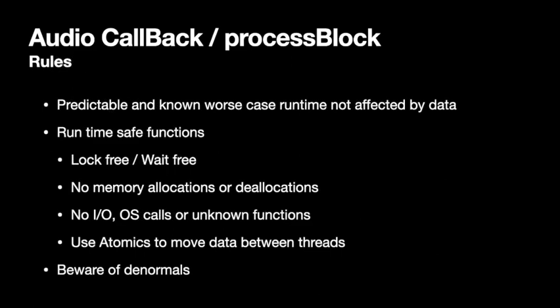So the rules. We've already covered predictable code. And next we have runtime safe functions. We're in a multi-thread environment, so it can give rise to locks, where the audio thread could be locked while waiting for something to happen on another thread. This can be disastrous, as the other thread could be low priority, so locks should be avoided at all costs.